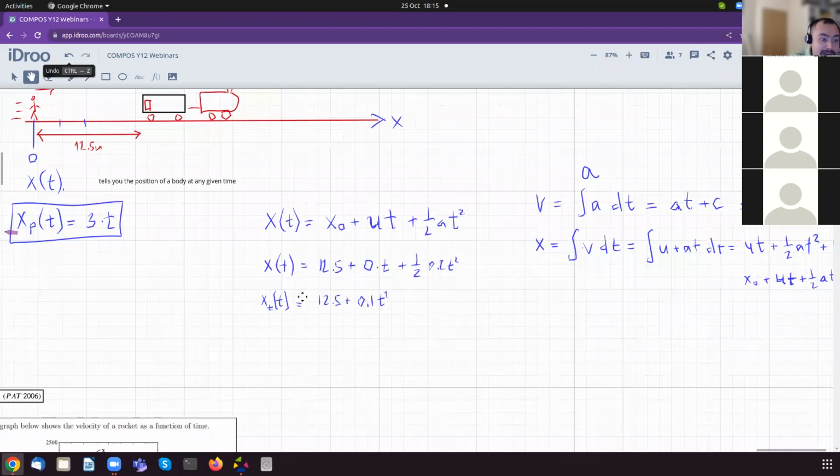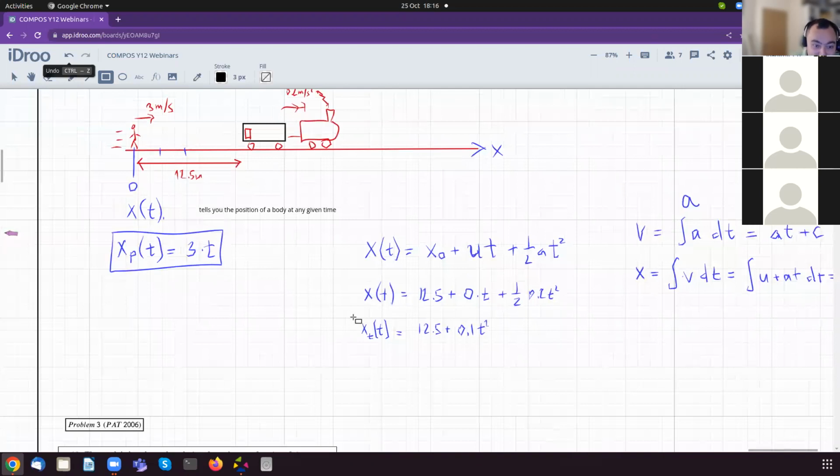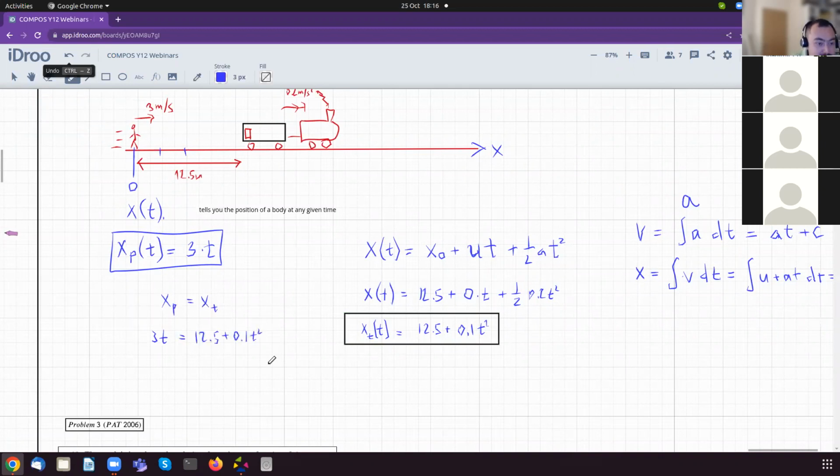And of course, when the passenger meets the train, x of the passenger has to equal x of the train. That means 3t has to equal 12.5 plus 0.1 t squared. I'm going to be a bit lazy and just use my calculator. It's a quadratic equation, so it's 0.1, minus 3 and 12.5.